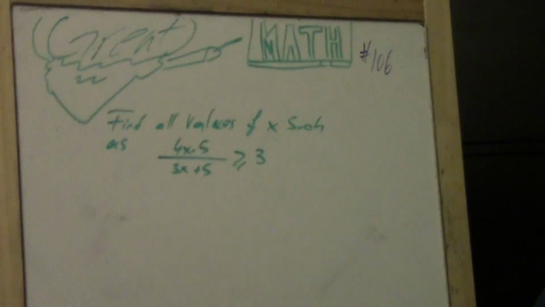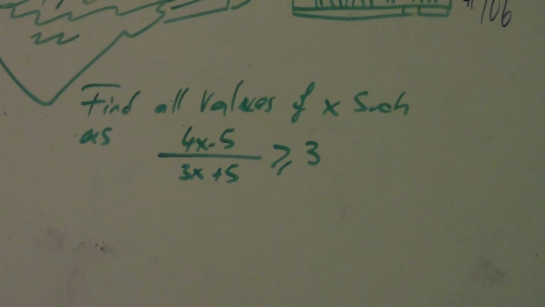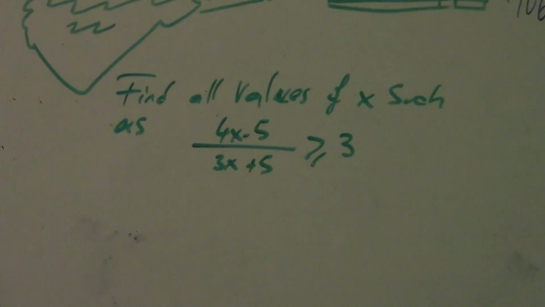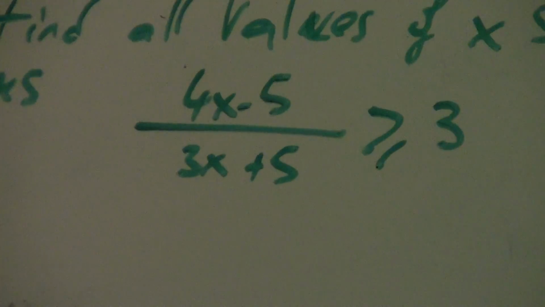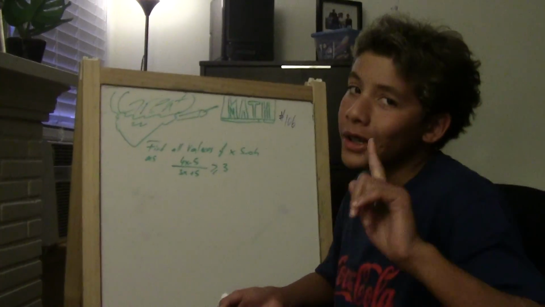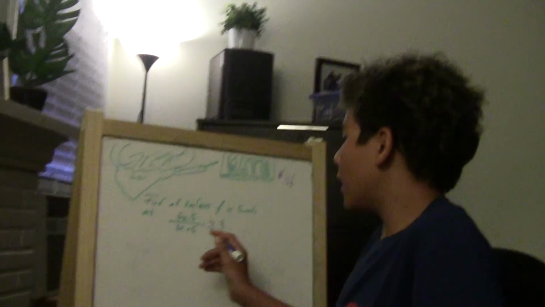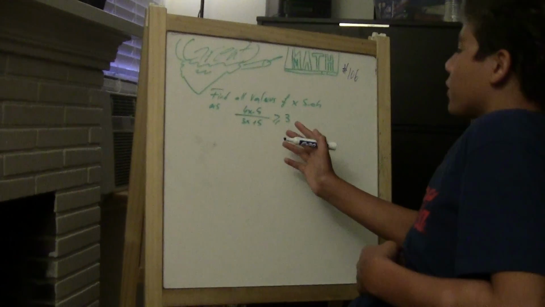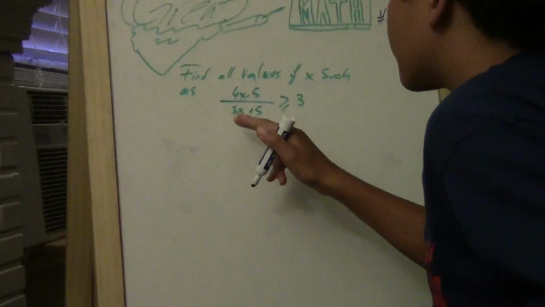So here it is. Find values of x such that (4x minus 5) divided by (3x plus 5) is greater than or equal to 3. This seems like an easy problem. Well, why am I doing it for the last one? Just wait. So, okay, first, what we do: we hate fractions.